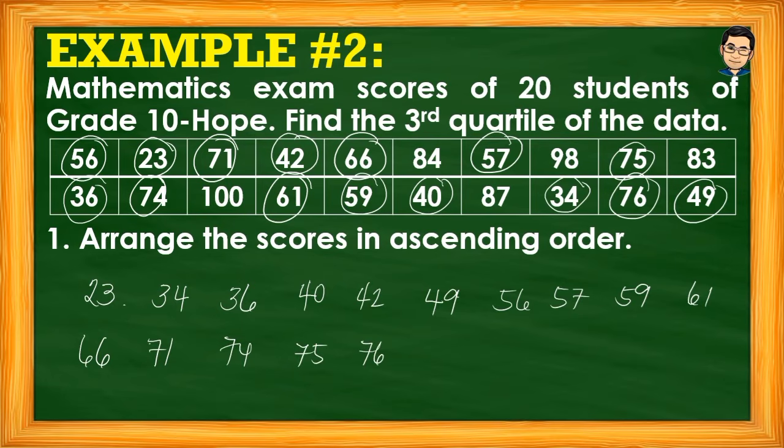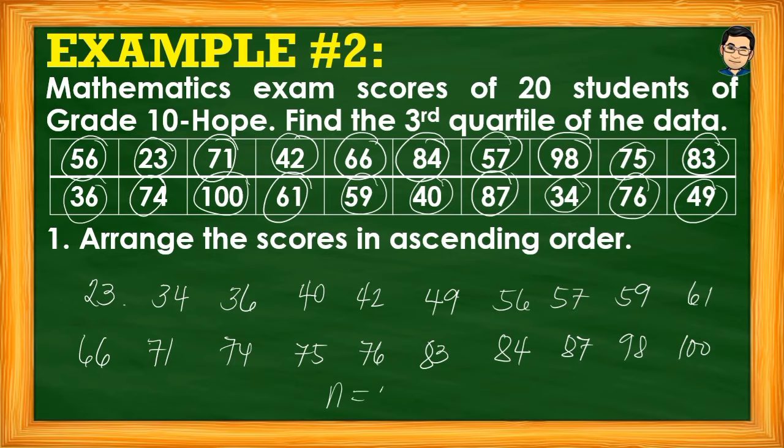Next, we have line of 8. So, we have 83, 84, 87. Line of 9, 98. And then, a perfect score, 100. So, ayan, nai-arrange na po natin yung mga scores in ascending order. So, dito, n is equal to 20. Because there are 20 students.